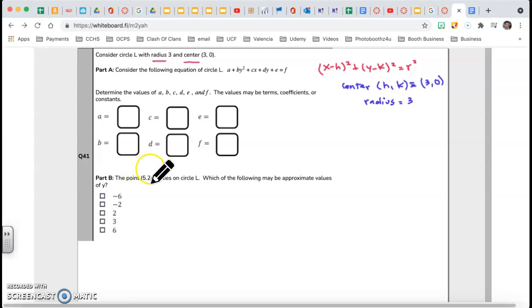Second, the point (5.24, y) lies on the circle L. Which of the following may be approximate values of y? Okay, we'll deal with that in a minute.